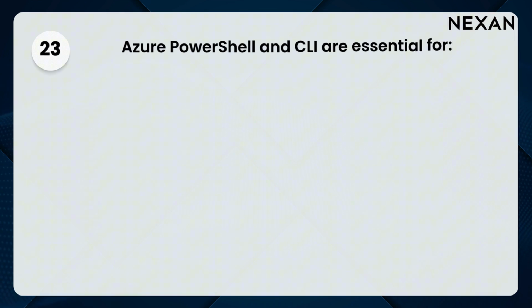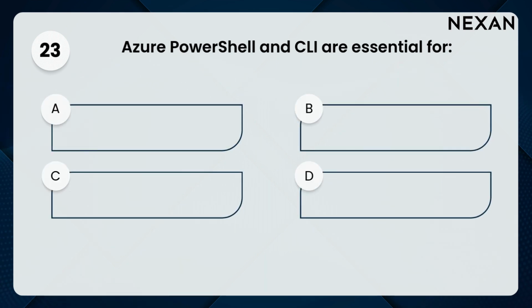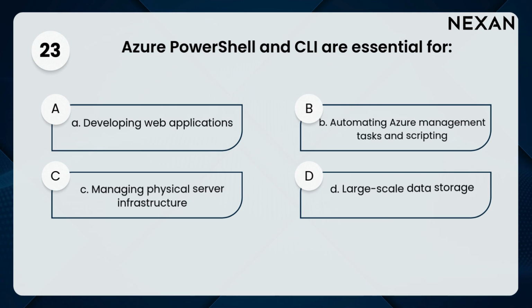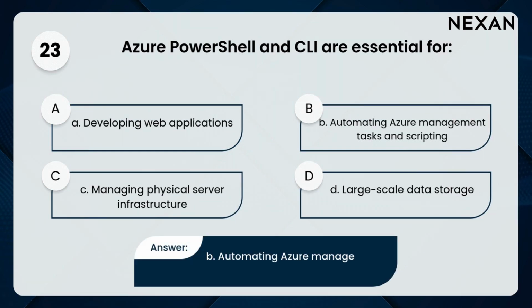23. Azure PowerShell and CLI are essential for A. Developing web applications, B. Automating Azure management tasks and scripting. C. Managing physical server infrastructure. D. Large-scale data storage. Answer B. Automating Azure management tasks and scripting.